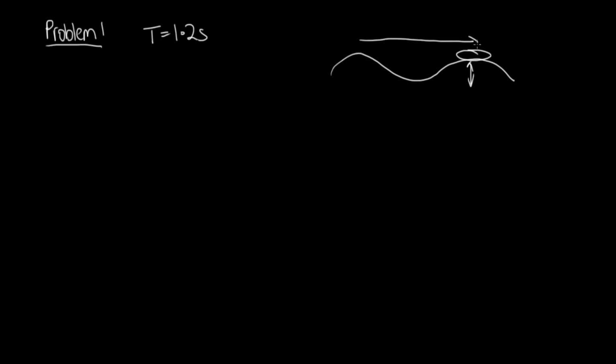Problem 1. In this problem, we're told that a person is sitting in a kayak out at sea. They rise and fall as the waves pass them. They notice that the period of the waves is 1.2 seconds. And here's the waves going past, here's the person in the kayak going up and down, and that the wavelength is equal to 6.2 meters.